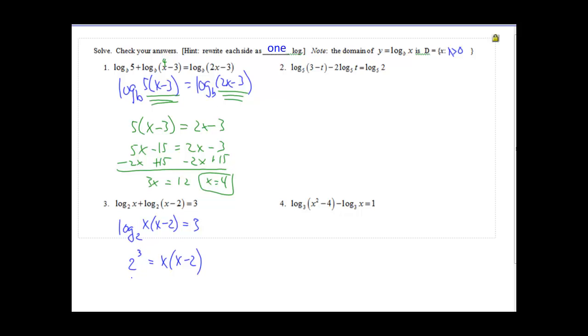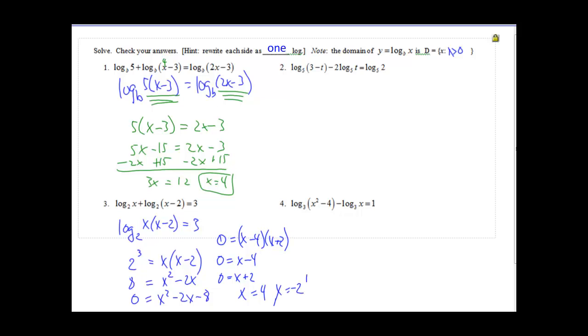By simplifying, we have 8 equals x squared minus 2x. Notice what you have: a quadratic. Move everything to one side: x squared minus 2x minus 8 equals 0. We can hopefully factor that down and make it easier. 0 equals x minus 4 times x plus 2. So x minus 4 equals 0 and x plus 2 equals 0. x should equal 4, and x should equal negative 2.